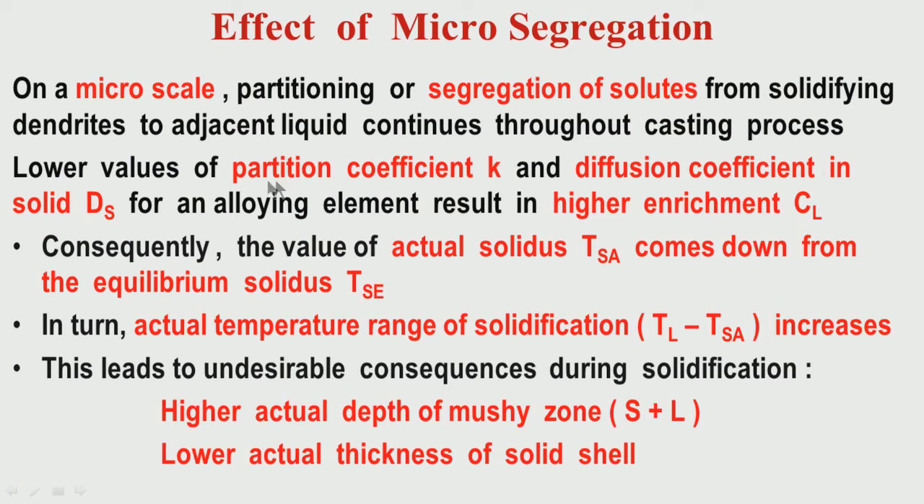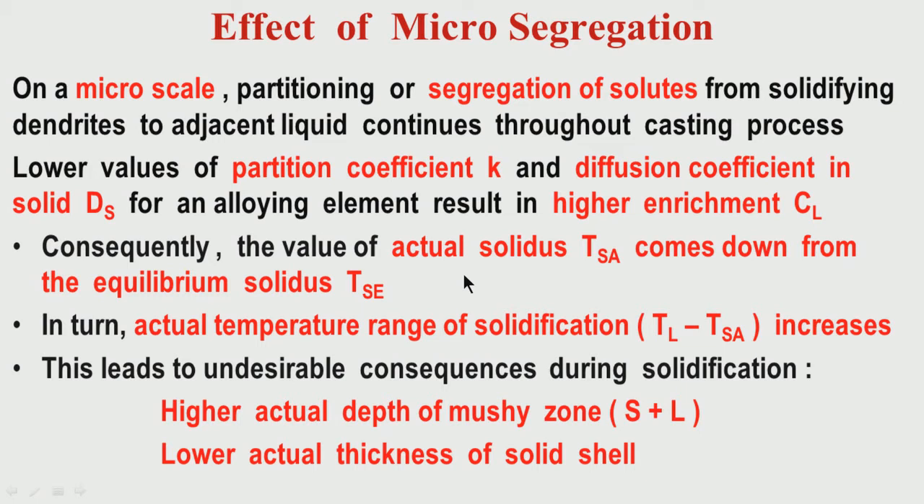Now, lower values of partition coefficient small k, as I was telling, and lower values of diffusion coefficient in solid Ds, these two will result in higher enrichment, that is high values of Cl. Consequently, the value of actual solidus TSA comes down from the equilibrium solidus. So, there are two impacts of segregation.